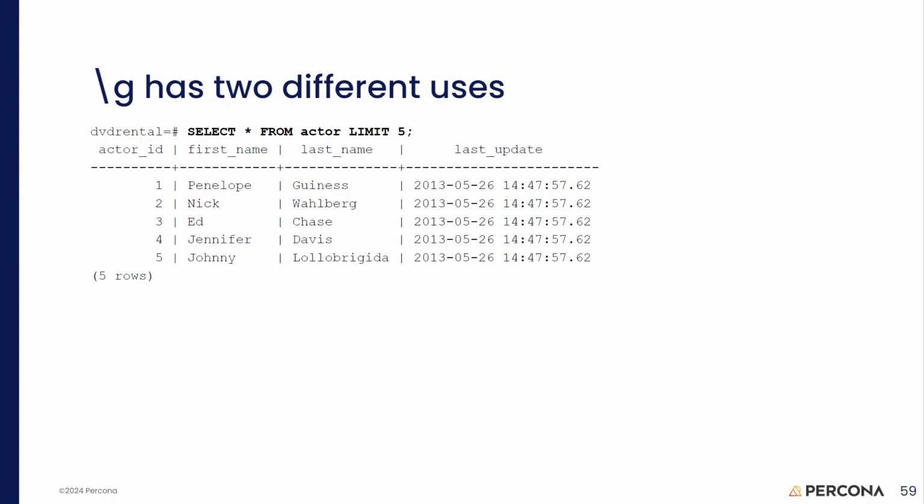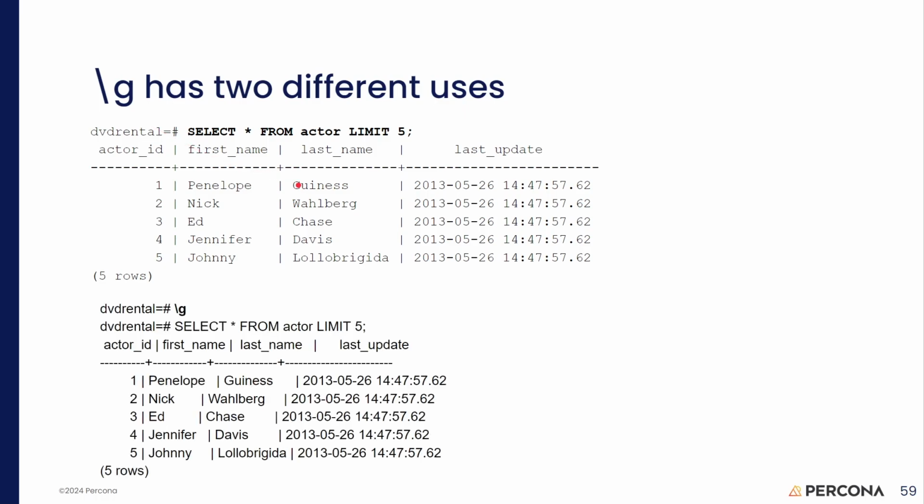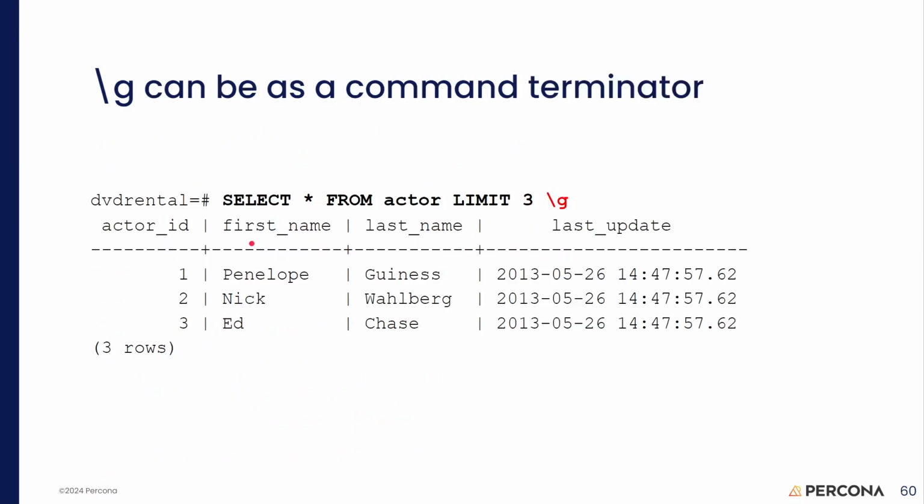In MySQL, you can terminate a line with a semicolon, like you can with Postgres too. If you use a \g, it will actually repeat your last query. So if I type in a \g after executing this, it will rerun that query. Also, like MySQL, you can use it as a line terminator. There is no equivalent to this \g in MySQL, unfortunately.